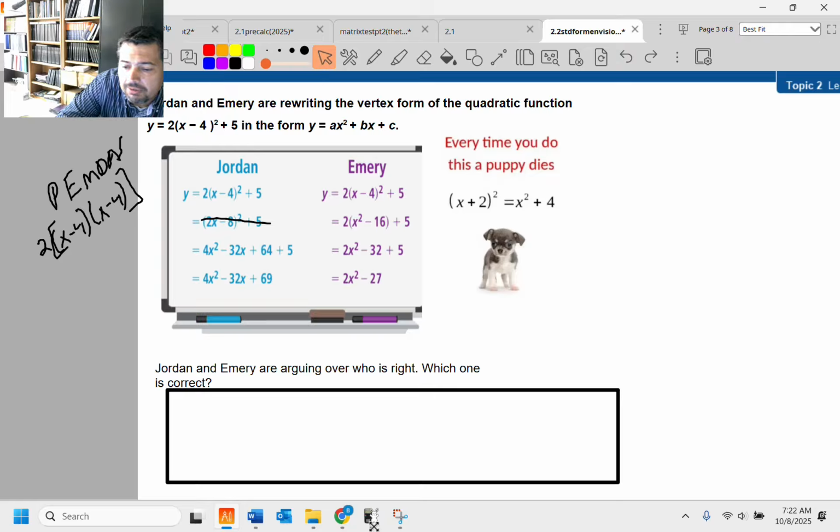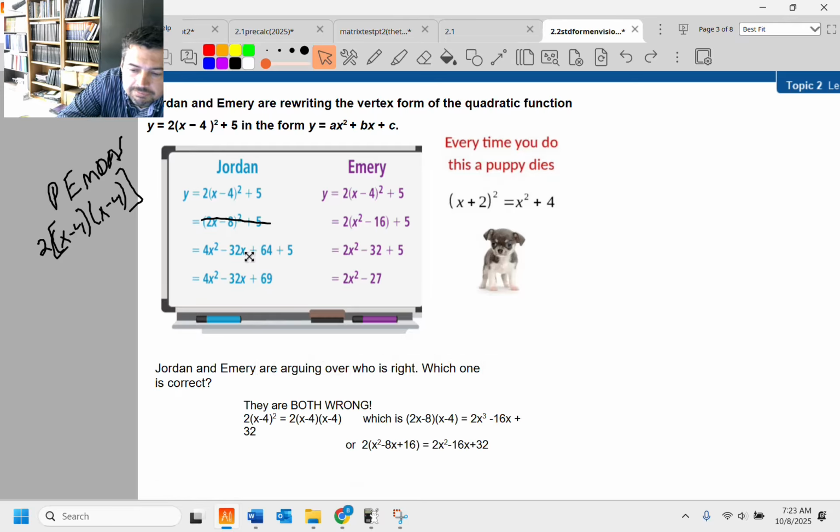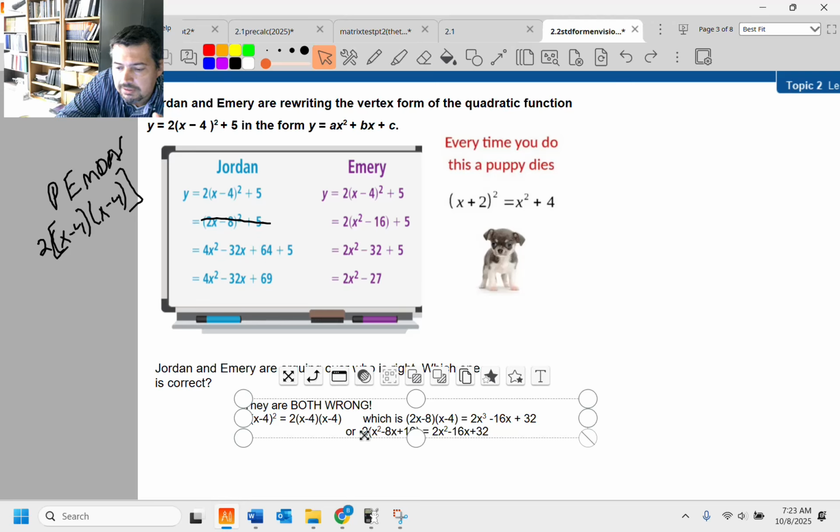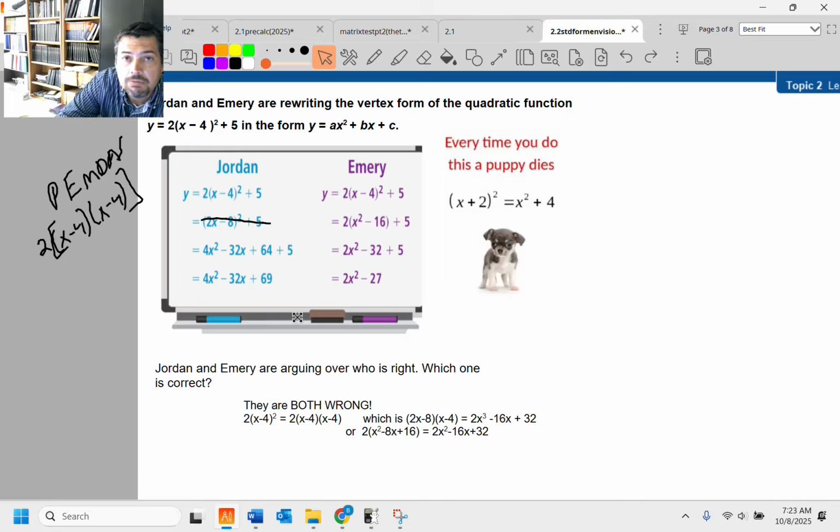But they're both dead wrong. I would argue that Jordan's a little more right because at least Jordan actually did some work. Jordan squared 2x minus 8 properly. But they are both wrong, okay? So 2 times x minus 4 squared is twice x minus 4 times x minus 4, which is 2x minus 8 times x minus 4, or it's 2 times x squared plus 8x plus 16, because we can FOIL, right? So they're both dead wrong. Anyways, you should probably write some of that down.